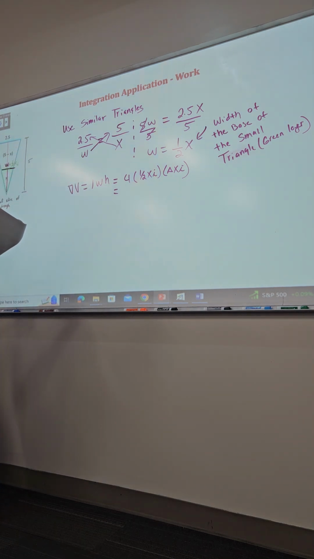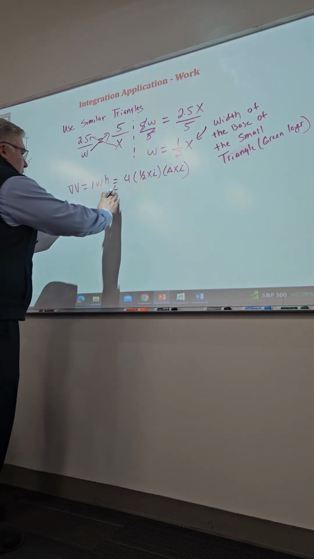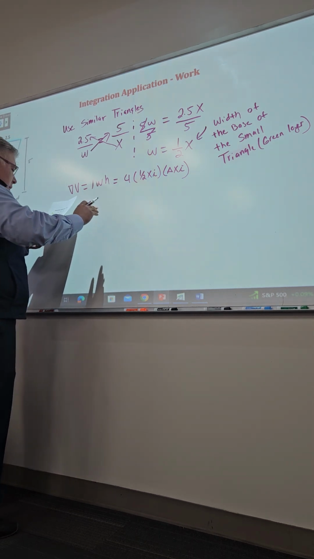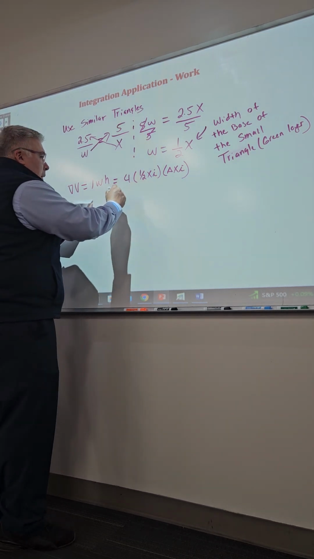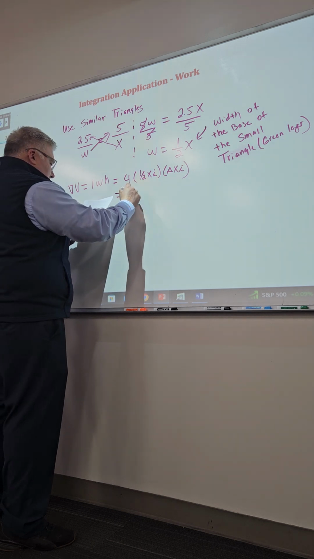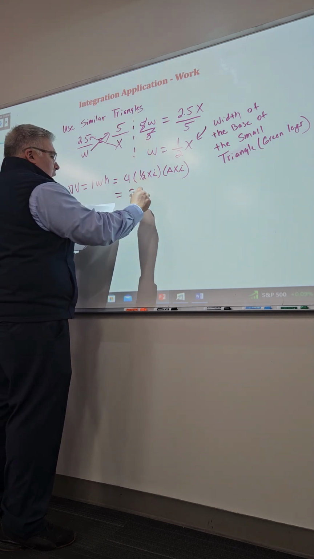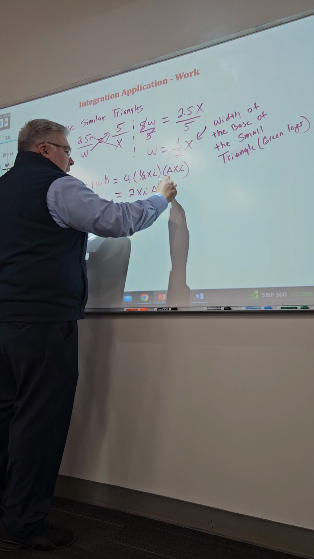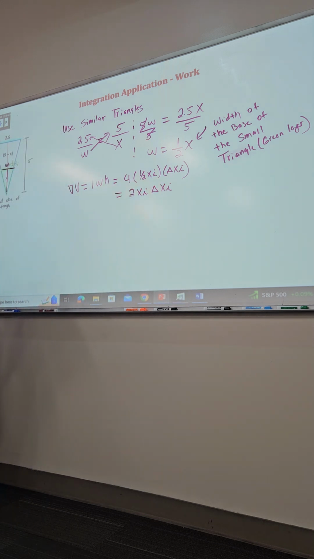Make sense? Okay. Now that we got the volume, now we can take this and go ahead and multiply it out. 4 times 1/2 is 2 x sub i delta x sub i. And that's where they got the 2 from in that last slide, okay? So I told you I was going to show you where they come from with that. Now, having said that, that's your volume.